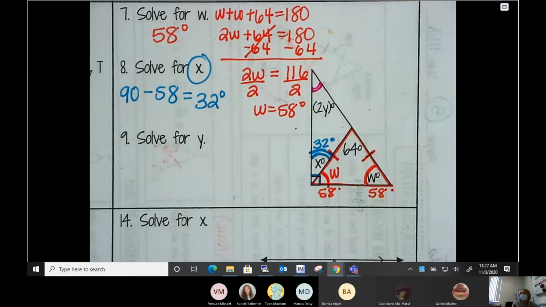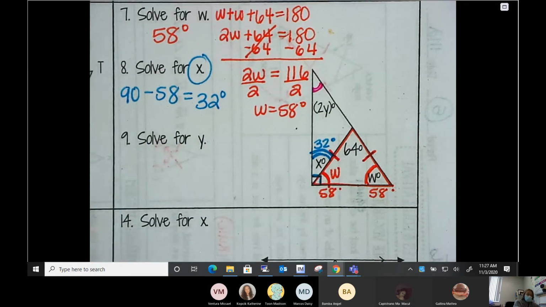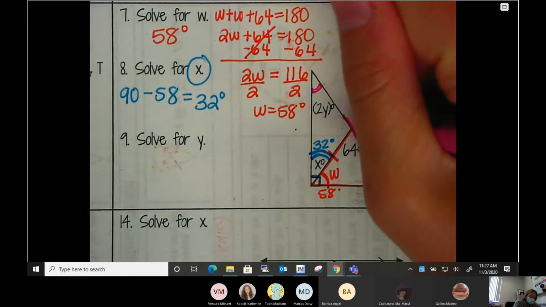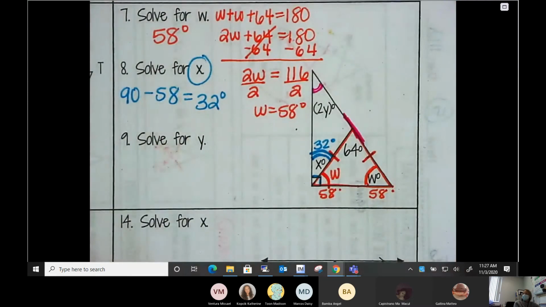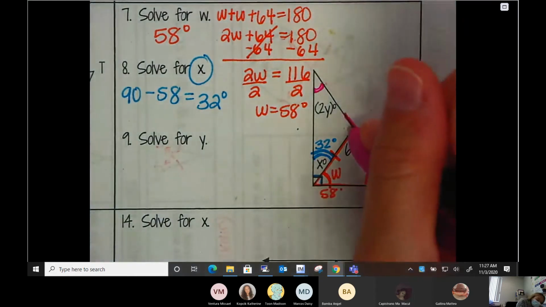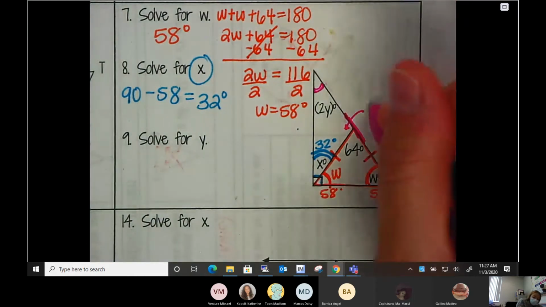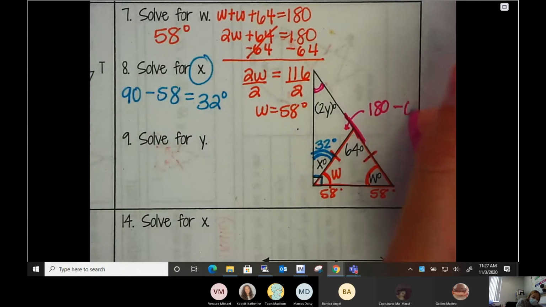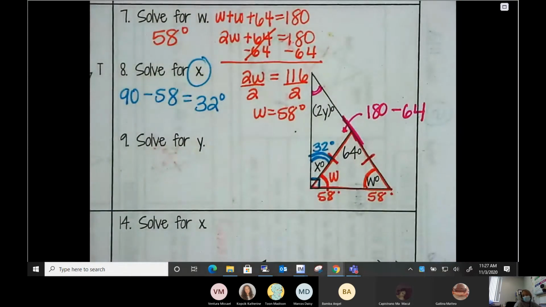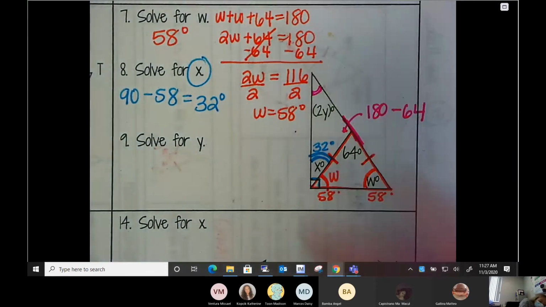Why would you do 180 minus 64? This is a straight line right here. Okay, so it's a linear pair. Remember that from two chapters ago? Yeah. So I can figure out this angle right here by doing 180 minus 64. What is 180 minus 64? 116.